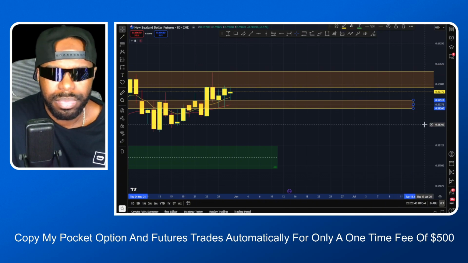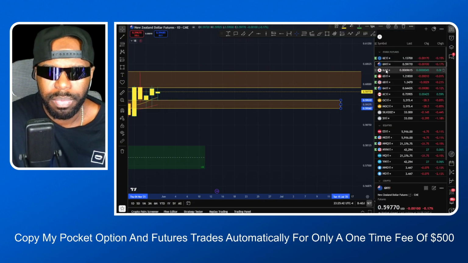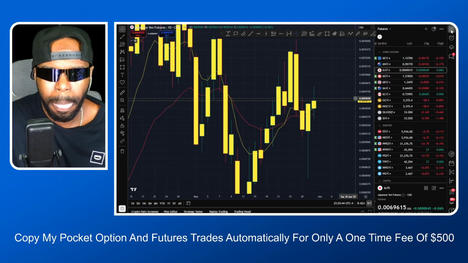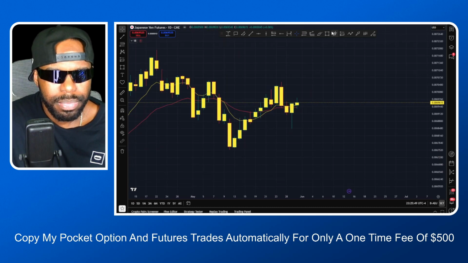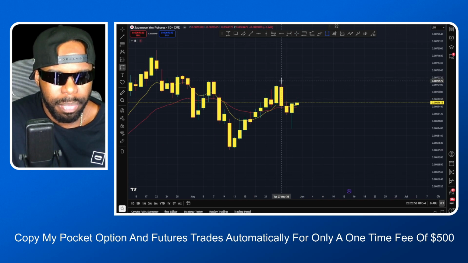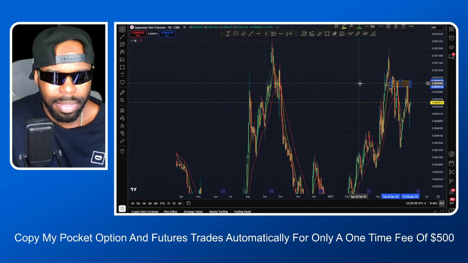And then what I'll do is the same thing for the Japanese yen. Tuesday was the highest point. Draw my box from the wick to the body. Draw it in the past.